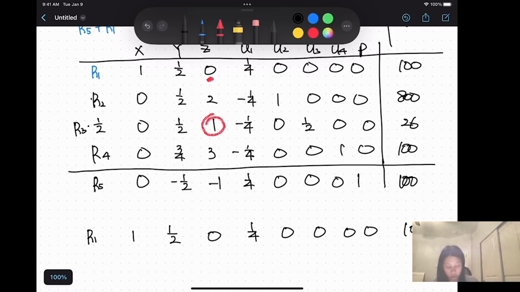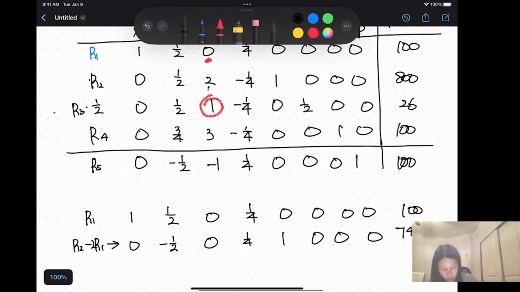Okay, so R2, what transformation do we want? This is 2, this is 1. So what I want is R2 minus 2 times R1. This is the row that we're going to get. So we end up with 0, negative 1/2, 0, 1/4, 1, 0, 0, 0, and 748.